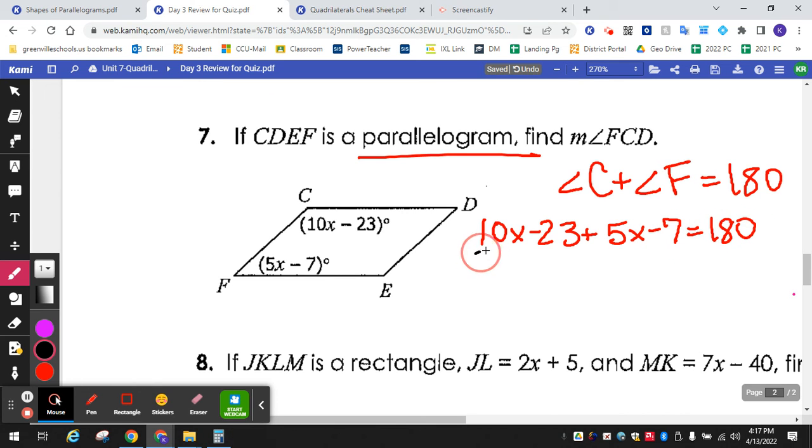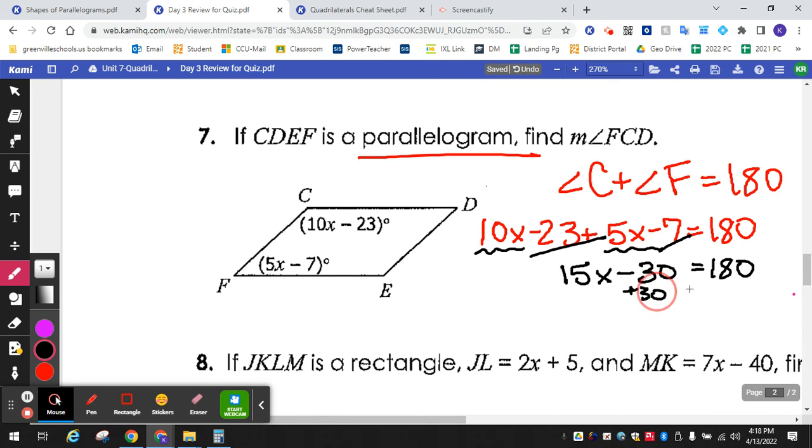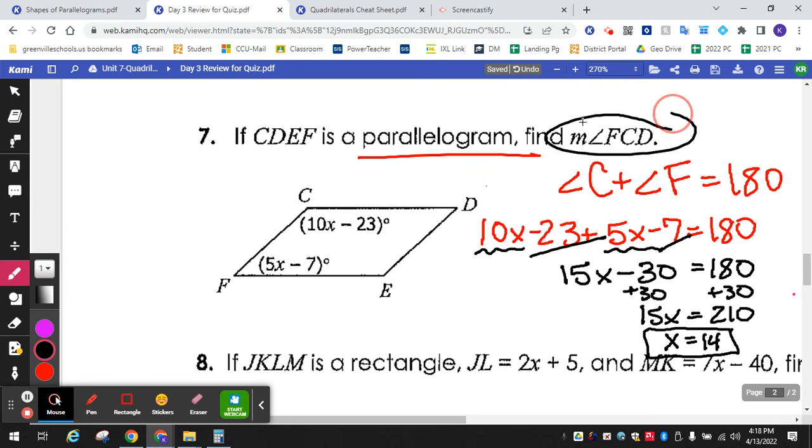All right, combine like terms. So 15x minus 30, negative 23, and negative 7 is negative 30 is 180. Add over your 30. 15x is 210. Divide over by 15. X is 14. X equals 14. That's not my answer though, because it asked us to find F to C to D. So this angle right here.